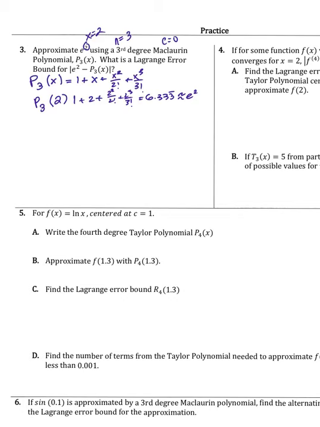So here I have set up the polynomial. In terms of x, I have substituted in 2 and gotten an approximation for e squared, 6.3 repeating.